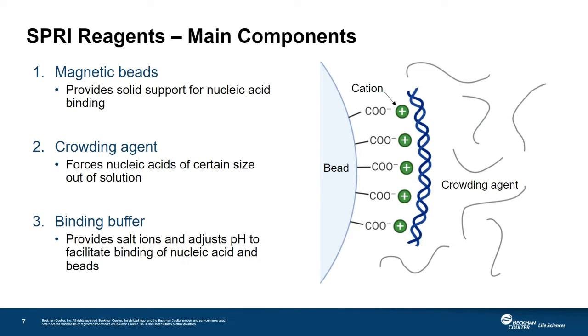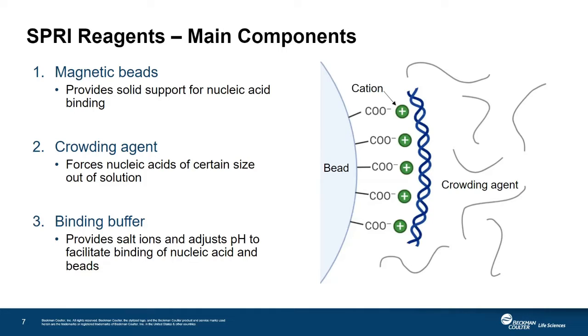So let's talk a little bit about these SPRI reagents that Beckman offers. There's three main components here. The first, obviously, the magnetic beads. This is that solid support for the nucleic acid binding. Again, without that solid support, there's nothing for the nucleic acid to bind to.